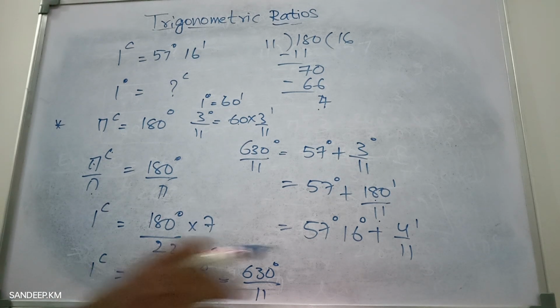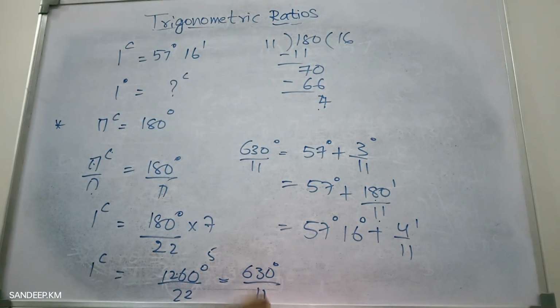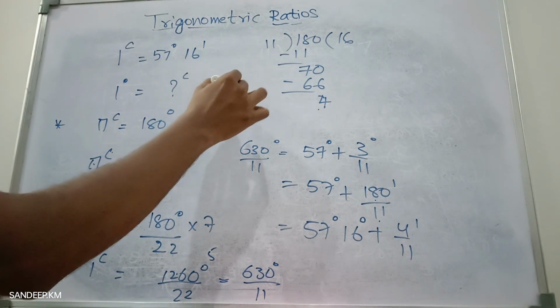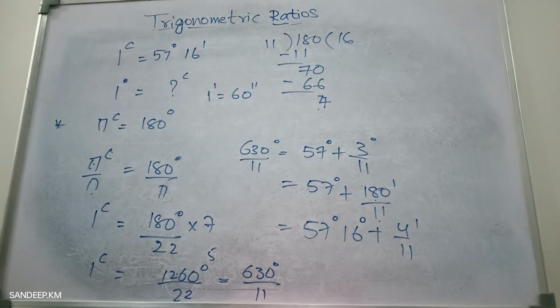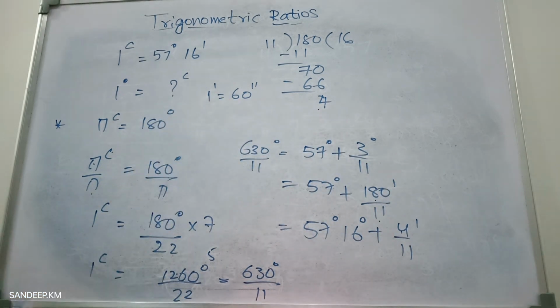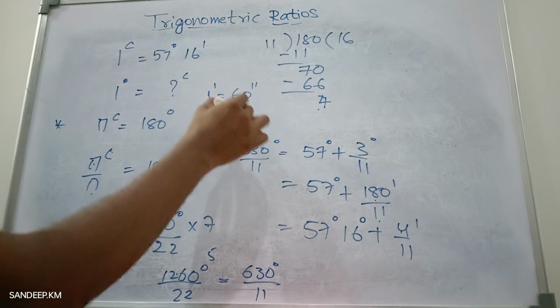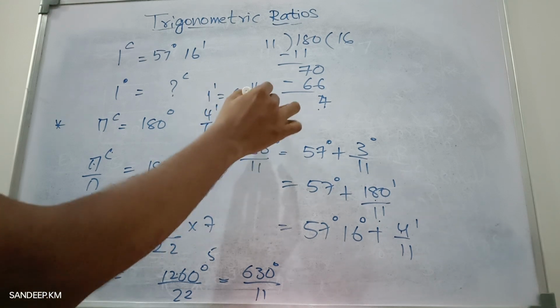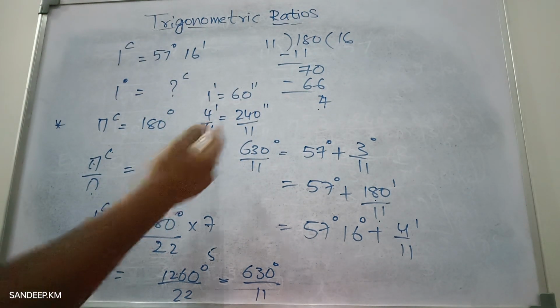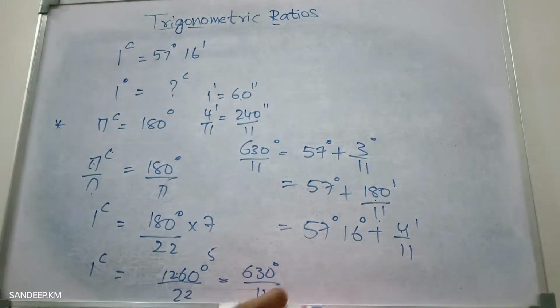Again, we know that 1 minute is equal to 60 seconds. I want to know what is 4 by 11 minutes. So multiply with 4 by 11 on both sides. 4 by 11 minutes is equal to 60 into 4 by 11, you will get 240 by 11 seconds. So let us divide 240 by 11 and we will write that quotient here.